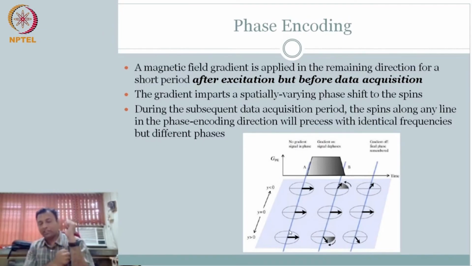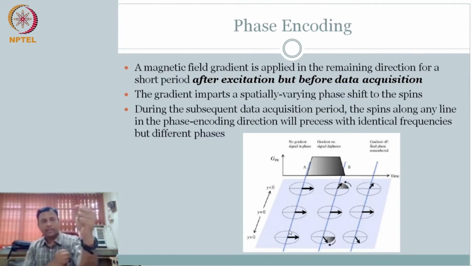What happens if the field strength is changing? It is going to start to precess slightly slower or slightly faster. When that happens, what is going to happen? Everything was in phase. I'm making some slow, I'm making others fast. That means the phase is going to change. But I switch off the gradient, right?